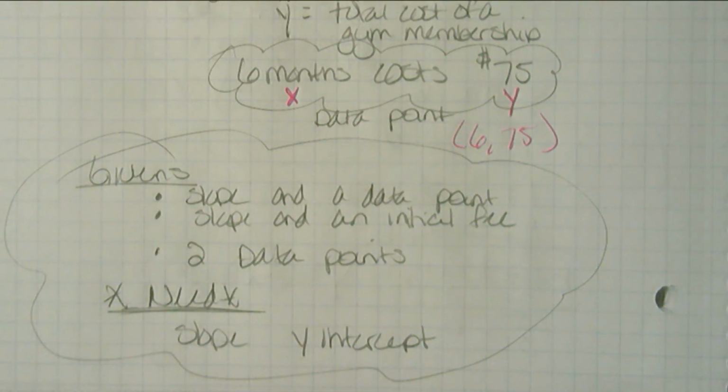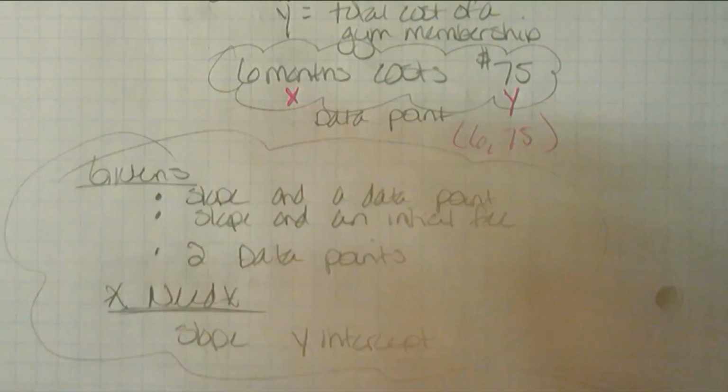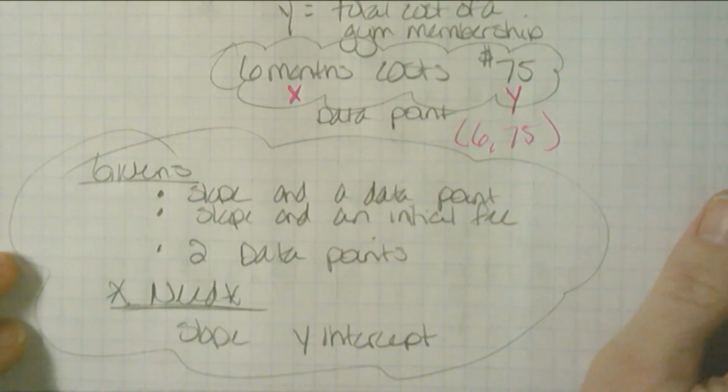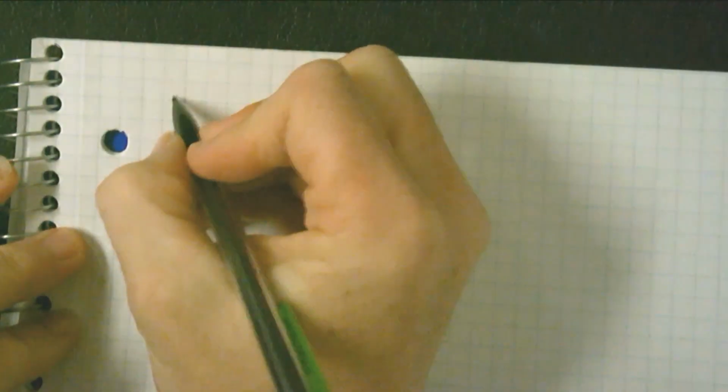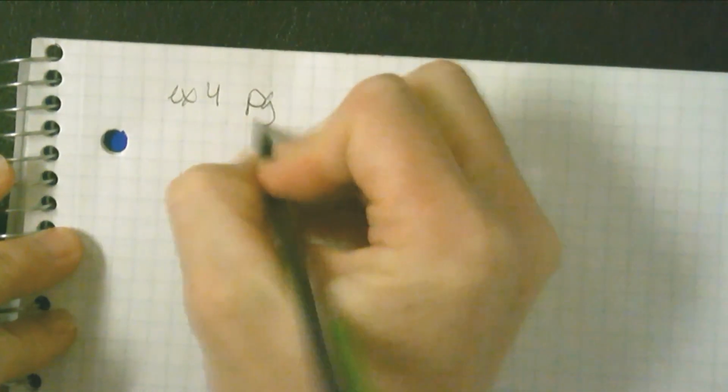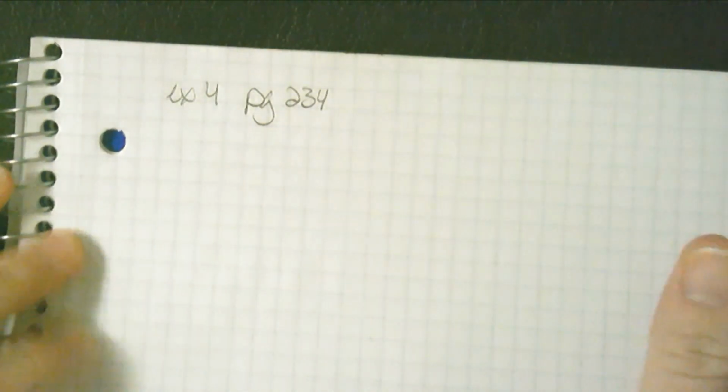Always define your variables first, okay? Are you guys cool with what we're doing? All right, so who needs to see what's up there? This is going to be example 4 on page 234. I will show it to you. So this is example 4 on page 234.